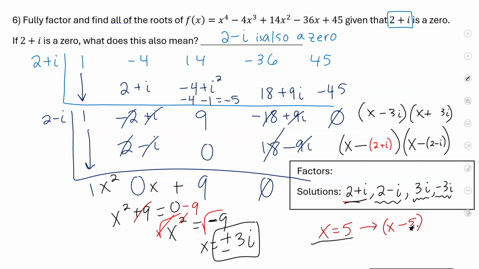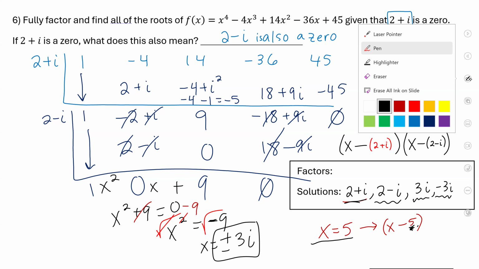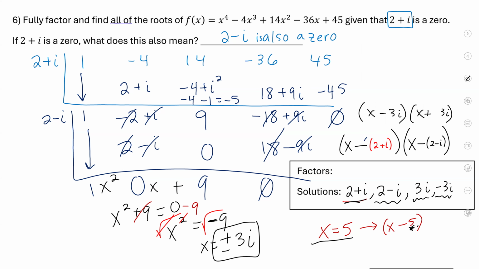Okay, so those are my 4 factors. I'm going to simplify this a little bit further. Please look. I can distribute this minus. So this will be x minus 2 plus i. That's the simplified version of that factor. We're going to distribute this one. This will be minus 2 plus i. So these are my factors. I'll circle them for you.